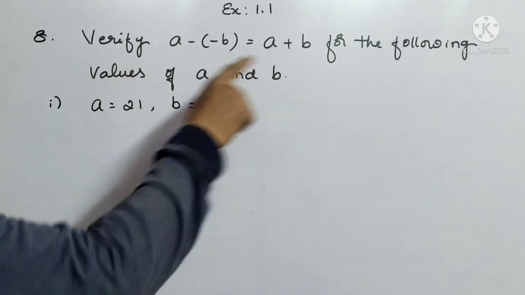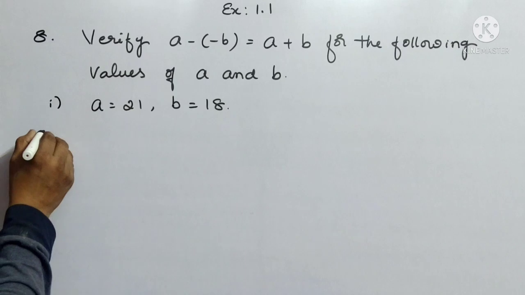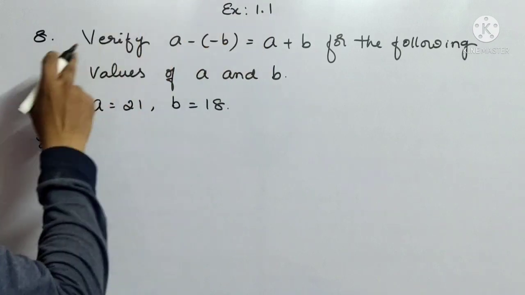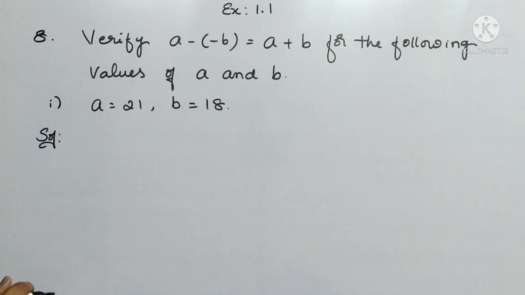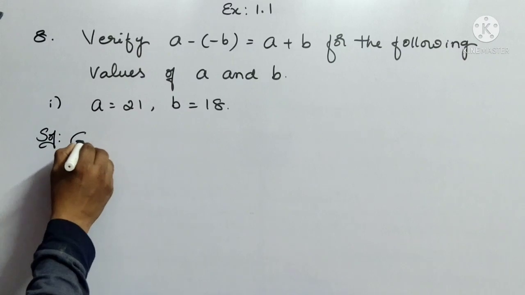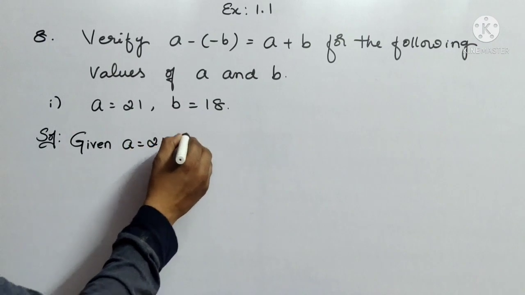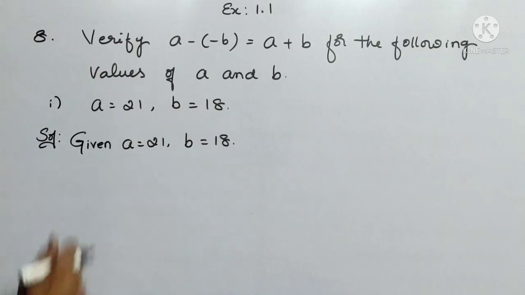And he has given the values of A and B. Now see the verification. While you are writing this type of sums, first you have to write what is given: exercise 1.1, 8th sum. Write the question very clearly by seeing the textbook. In the CW I am sending it again, so go through that also. What is given here? Given A equals 21, B equals 18. So the A value and B value are given.